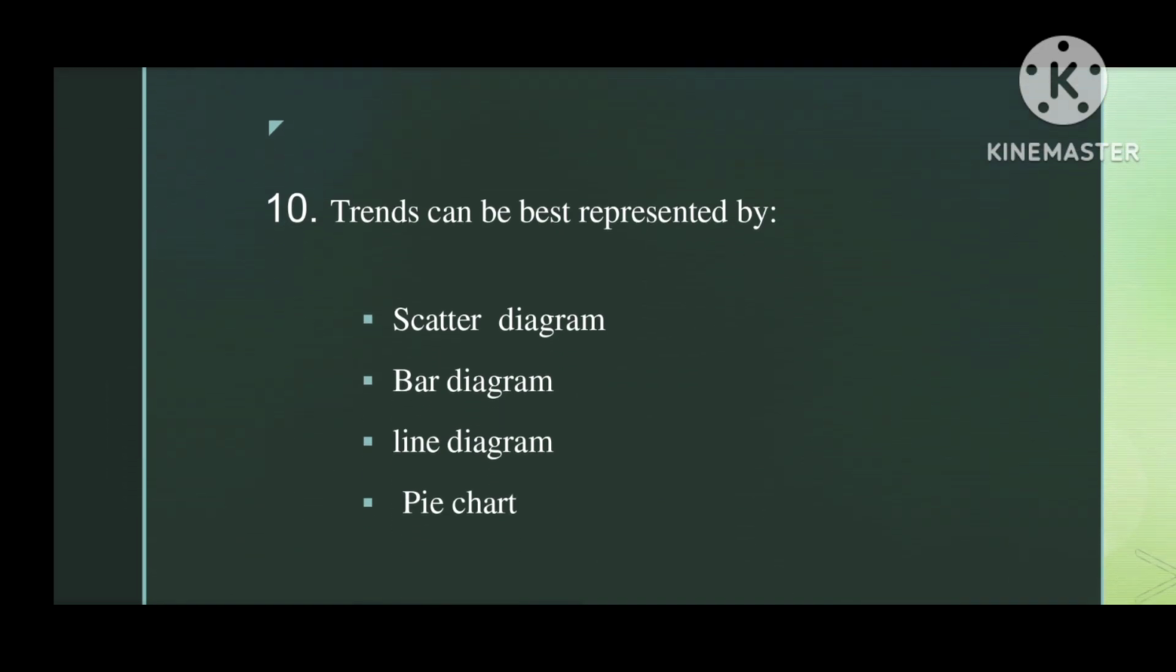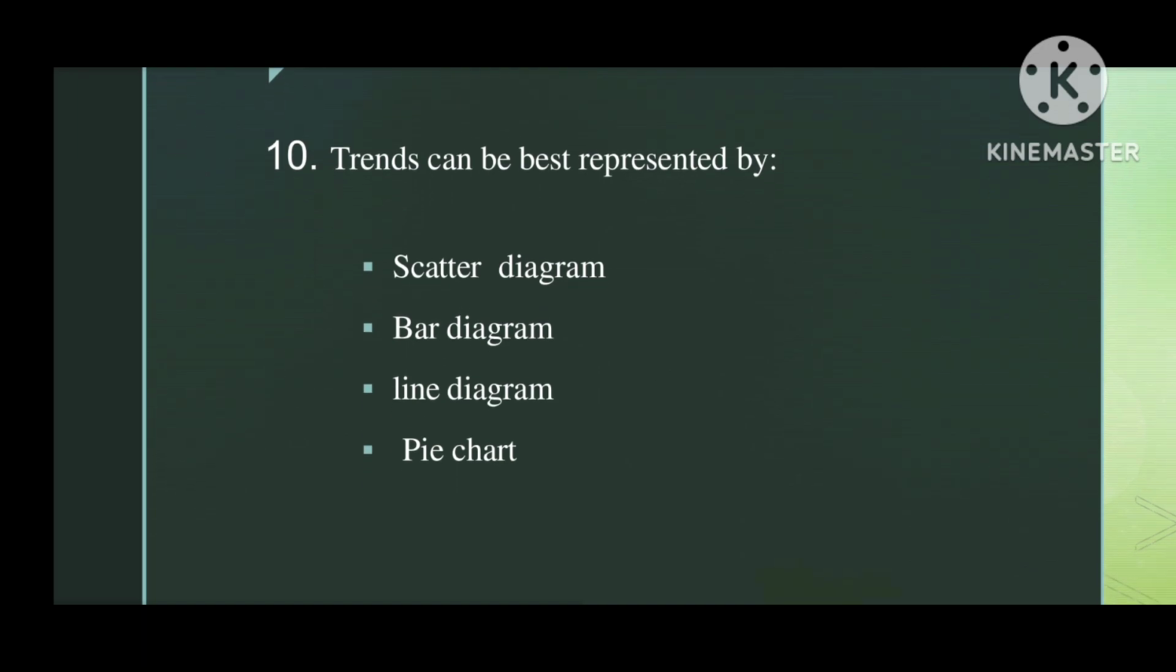Now moving on to the last question, that is trends can be best represented by. Trends are usually represented by line diagrams. So trends in time is usually represented by line diagram. So the answer is option C, line diagram.